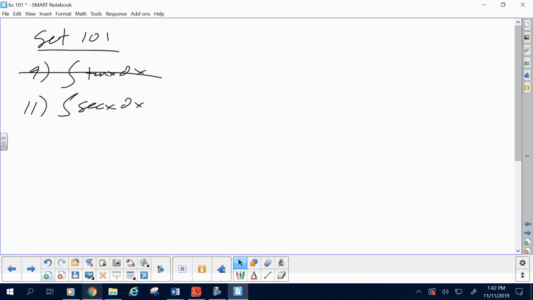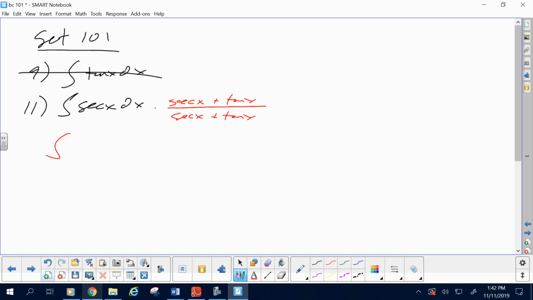Do you remember how to do it? It takes a creative multiplication step. Do you remember what you multiplied by? Secant plus tangent. So that the numerator becomes secant. Geez, you guys are killing me. Secant squared plus secant tangent over secant plus tangent.